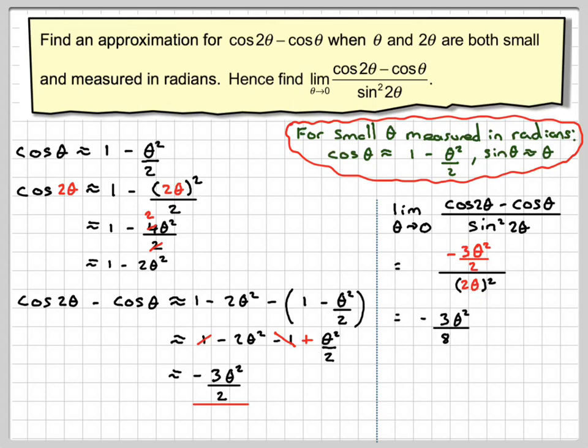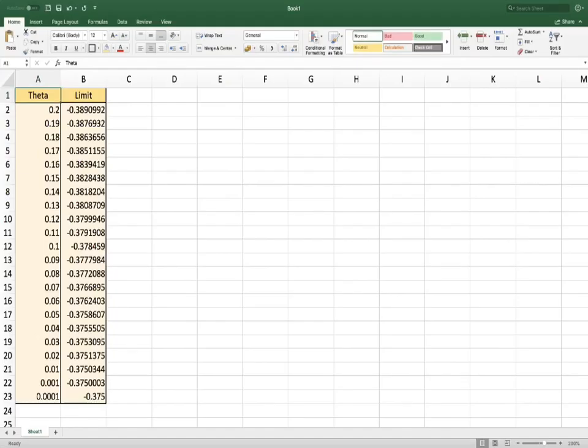So 2 theta all squared is 4 theta squared, so combining it with the 2 there, we're going to have minus 3 theta squared over 8 theta squared, using our rules of division of fractions. That's 4 theta squared times another 2, that gives me 8 theta squared. The theta squared cancel out, and I'm left with minus 3 over 8, which as a decimal is minus 0.375.